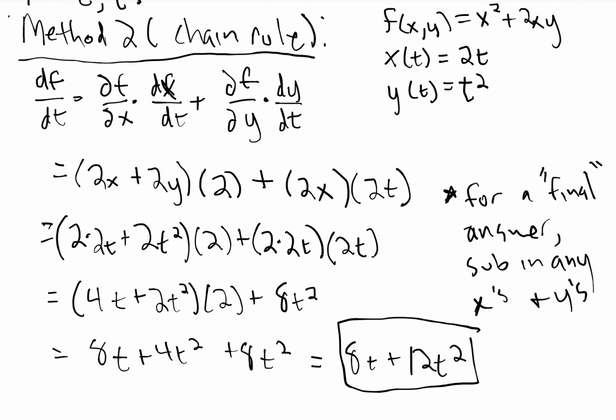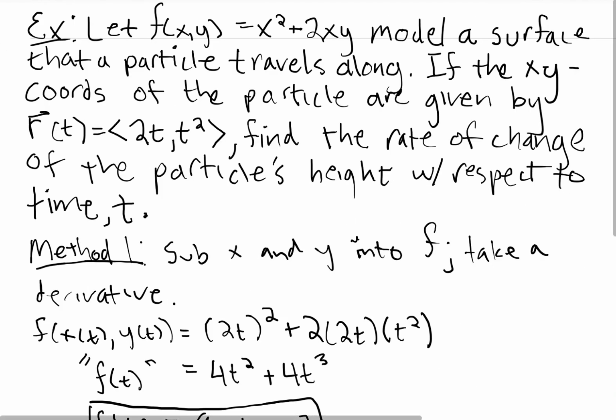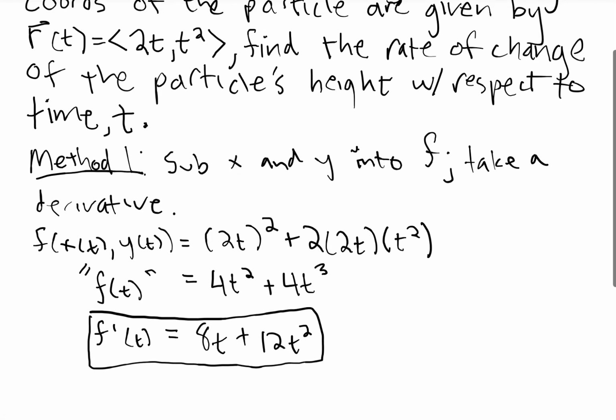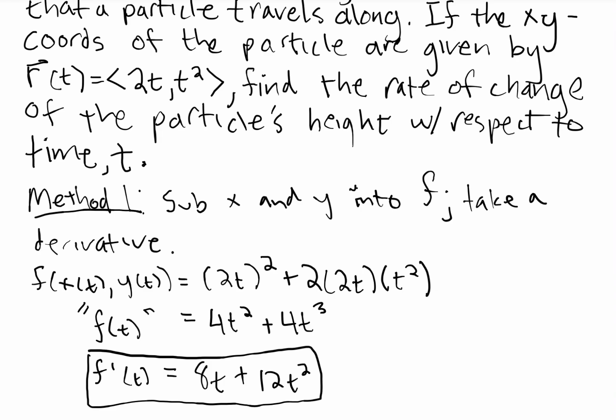Okay, so ideally, if I pop back a couple slides, let me just go ahead and see if I can pull that guy up. We came down to 8t plus 12t squared on the last slide. So both methods, it doesn't really matter which one you're using, both of them are going to end up giving you the same result.